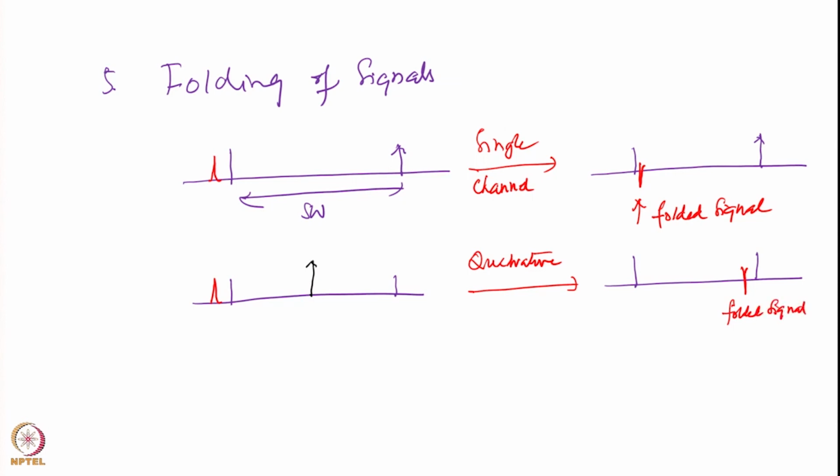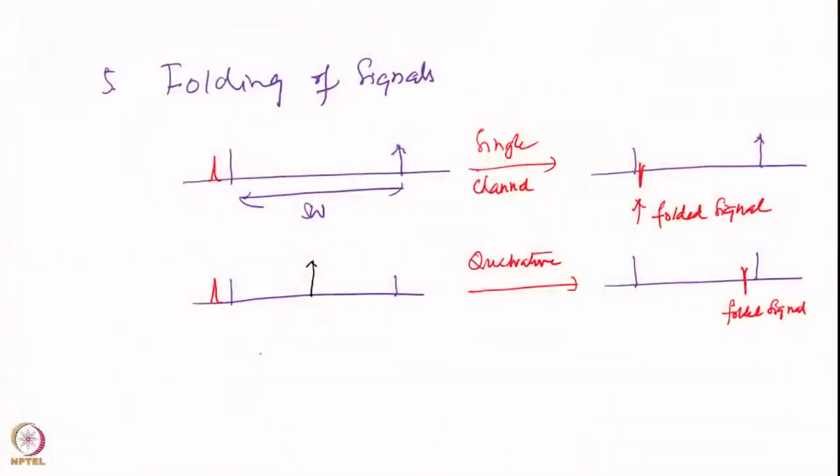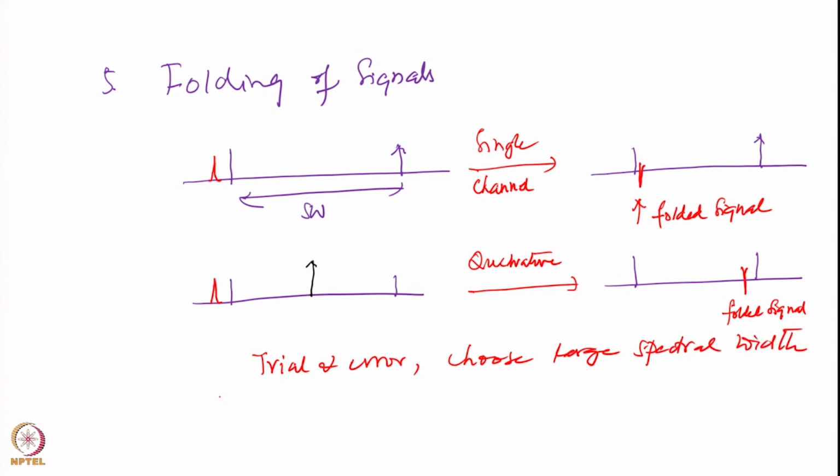And therefore, this is an important factor one has to take care of. How do we know this? When you detect a folded signal, what should one do? One should, by trial and error, choose a large spectral width in the beginning and optimize later.